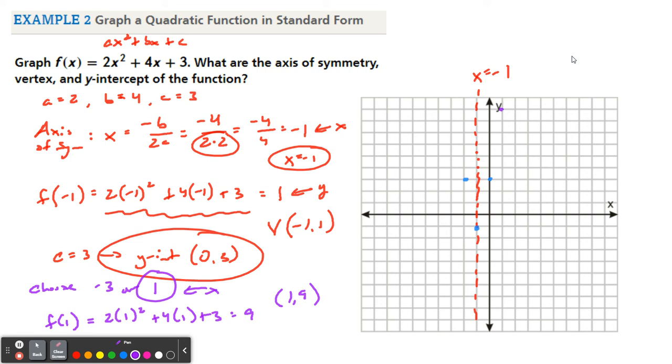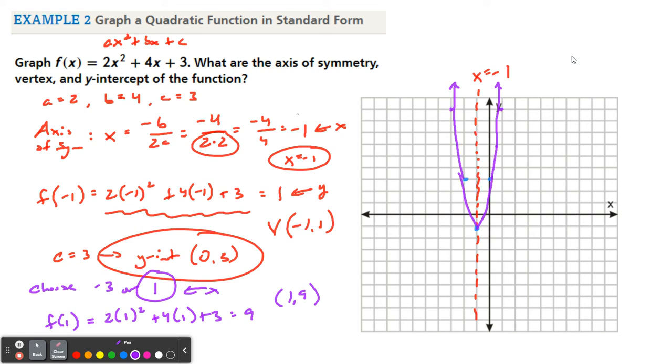And then use symmetry. This point's to the right, so go to the left. And there's another point at negative 3, 9. And then I'll do my best job to connect this. It's going to be terrible, but I'm trying hard. There's that. And there's that. And there's your parabola.